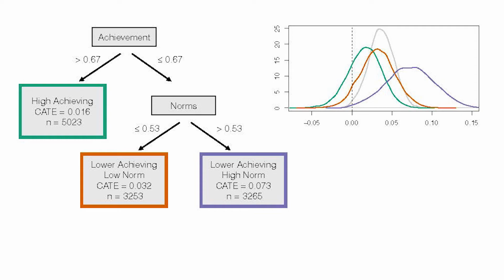That first cut separates schools into high achieving schools and lower achieving schools. In the higher achieving schools, we estimate very small conditional average treatment effects. Okay, so conditional average treatment effects that are about 0.01. The average treatment effect in the whole population here is about 0.04. Okay?